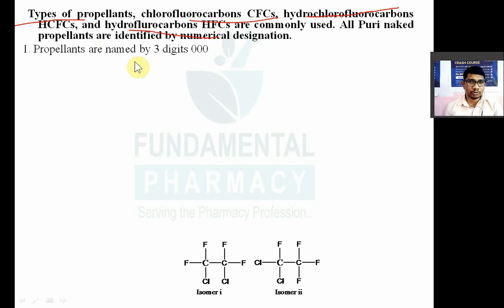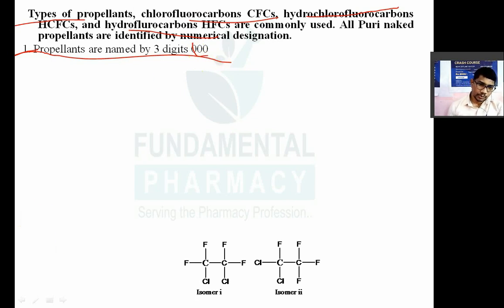All purified propellants are identified by numerical designation. Propellants are named by a 3 digit number, like for example 000. What is the 3 digit number? So every propellant is designated with a 3 digit number.